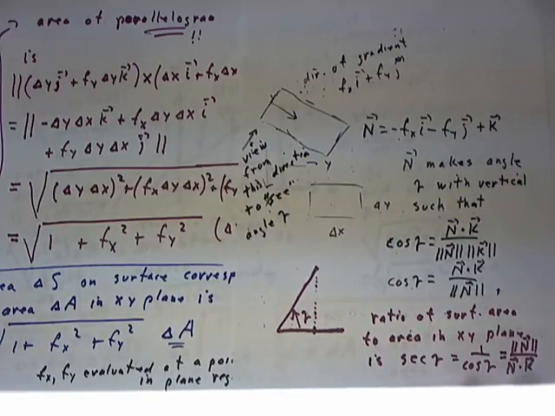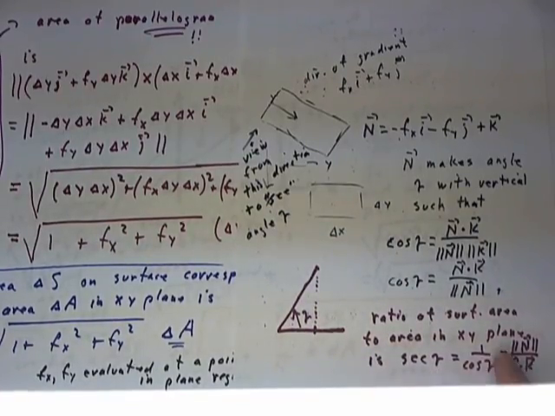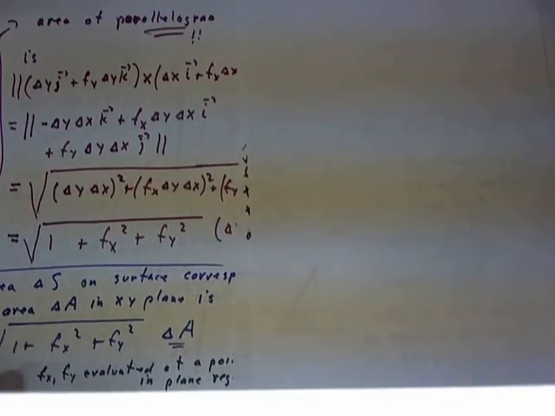Now we recall this model in which the ratio of the surface area here to the surface area down here is secant of gamma, 1 over cosine gamma, magnitude of n over n dot k. And in this model, the ratio is the square root of 1 plus fx squared plus fy squared.